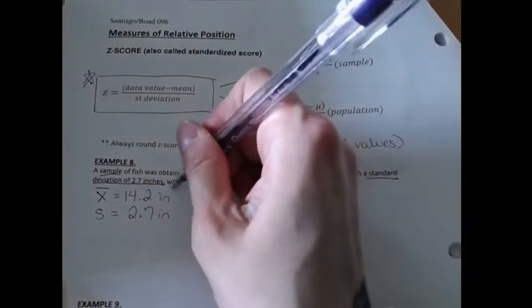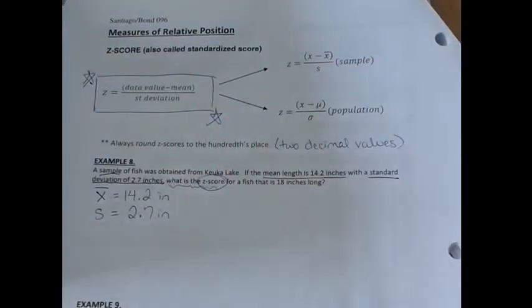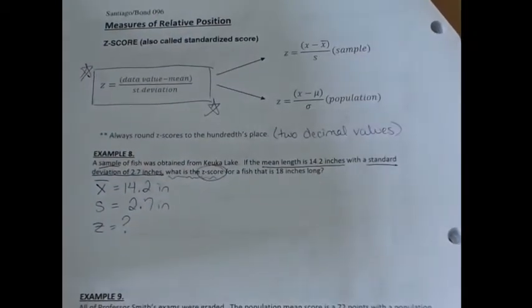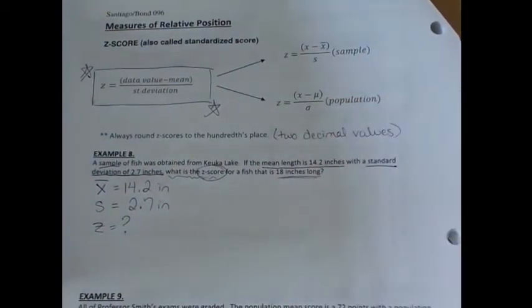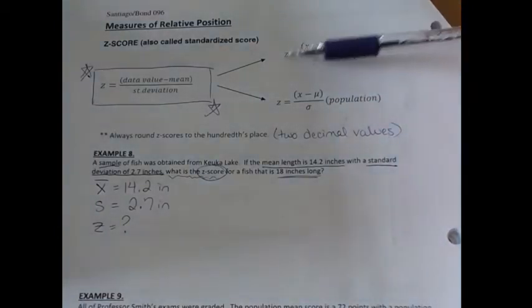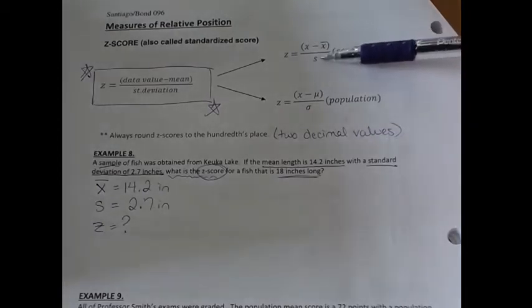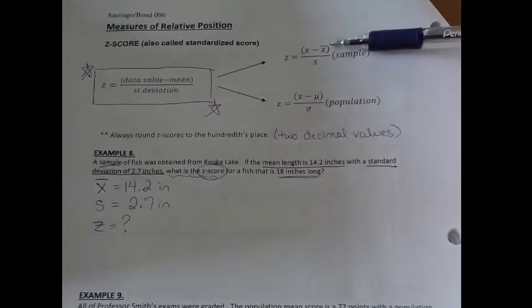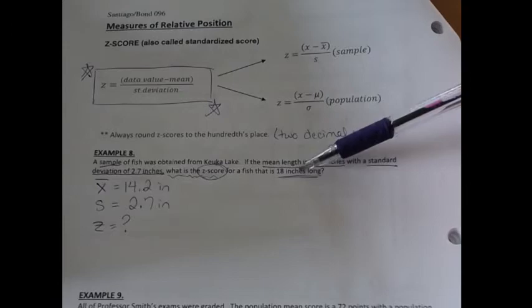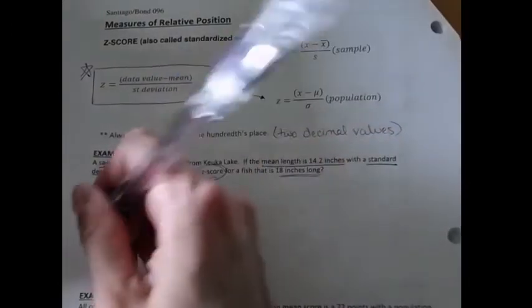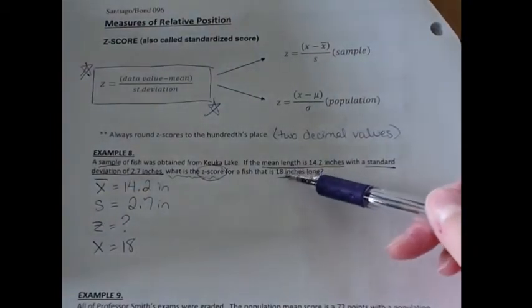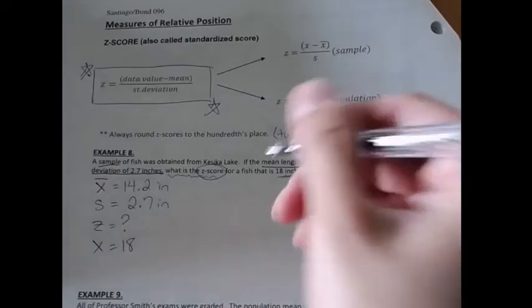Next it says, what is the z-score? So we don't know z, so I'm going to put z is question mark. For a fish that is 18 inches long. There are 4 unknowns in every z-score formula: z, x, x bar, or s. We don't know z. s is 2.7. x bar is 14.2, which means 18 inches must be x. So we'll write that x is 18, in which case 18 represents our raw data value. So let's plug it in.